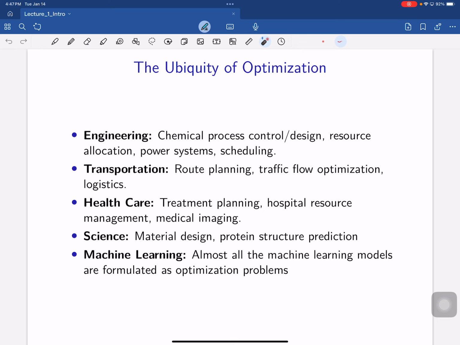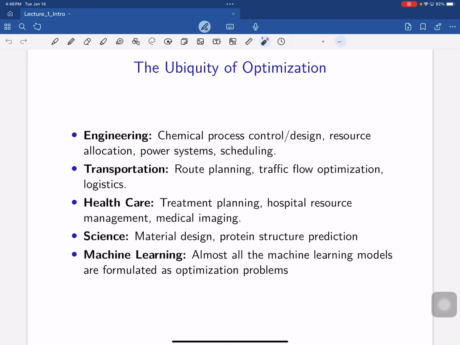Okay, and then maybe in civil engineering, since we are in the civil building, there are also people working on optimization in civil related to traffic control. Right? How do you manage the traffic lights such that you can reduce the traffic congestion?